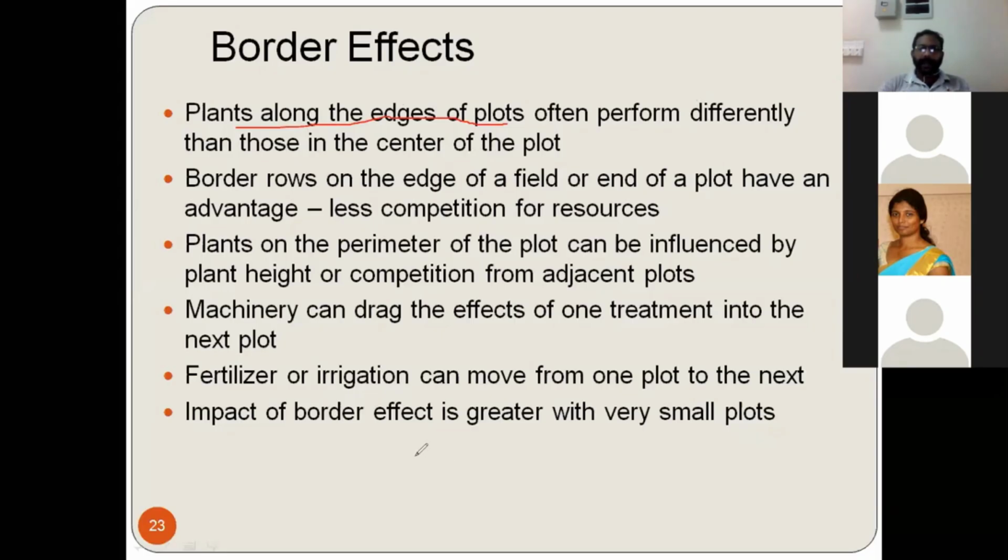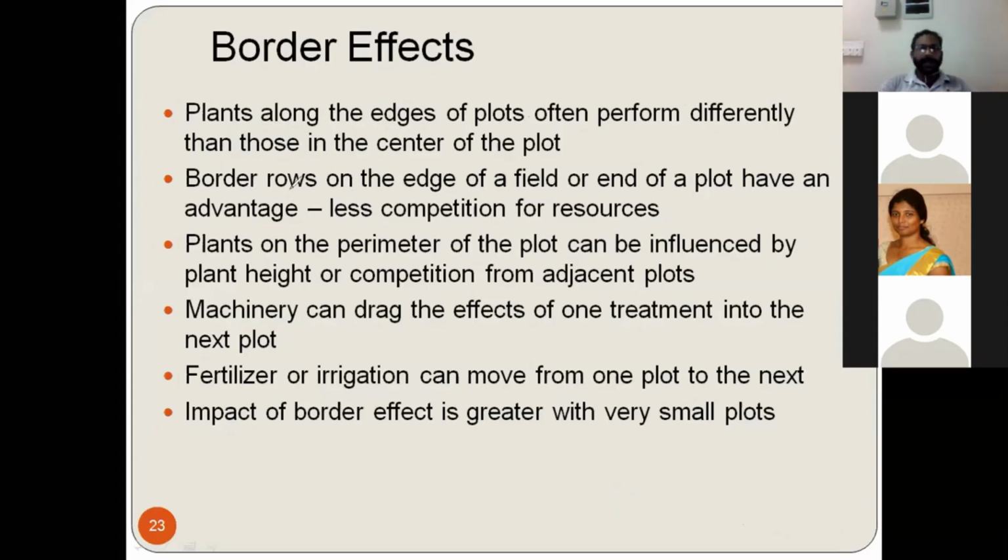Not only that, sometimes, let's say we have trees, right? Let's say in this field, I have a field. Big trees are there, closer to the field, right? Now, what will happen if there's a shade? So these border plants will be affected, all right? So that we should avoid. Border plants have to be ignored, or the plants on the edge have to be ignored.